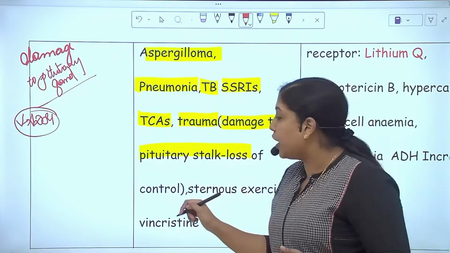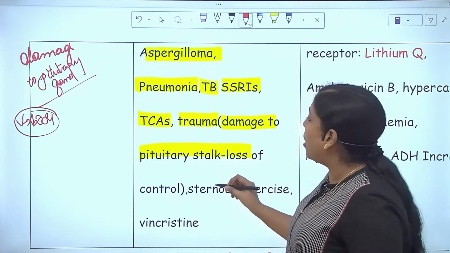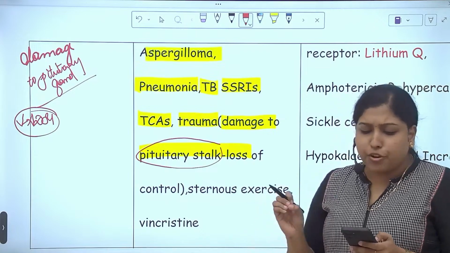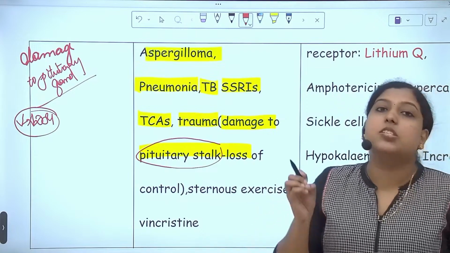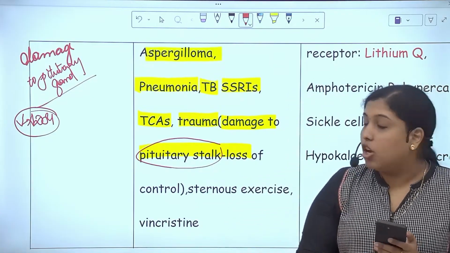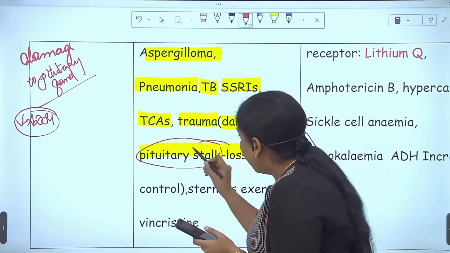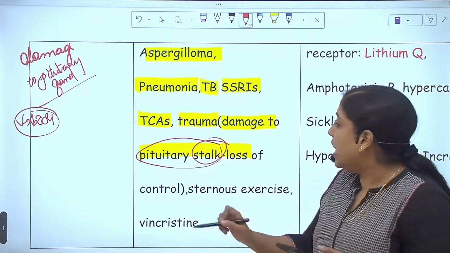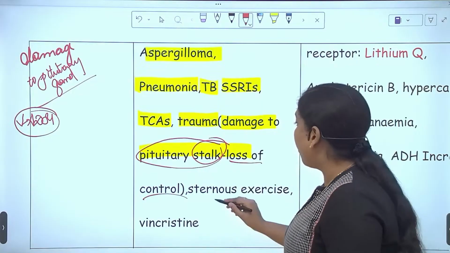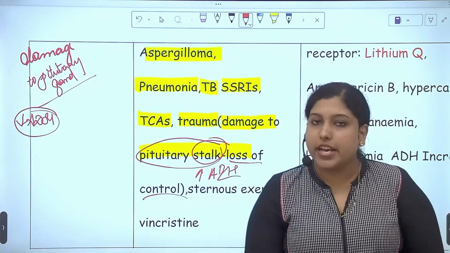But what I'm trying to clarify to you is, if there is trauma to the pituitary stalk, this pituitary stalk is the structure which controls the secretion of this particular hormone, that is ADH. So when there is damage to this pituitary stalk, what will happen? There will be loss of control in the secretion of ADH. Ultimately, this is going to increase your ADH production, and this will be the cause for your SIADH.